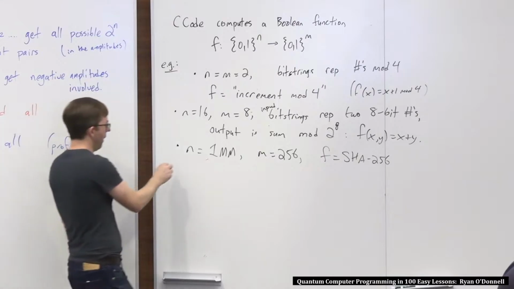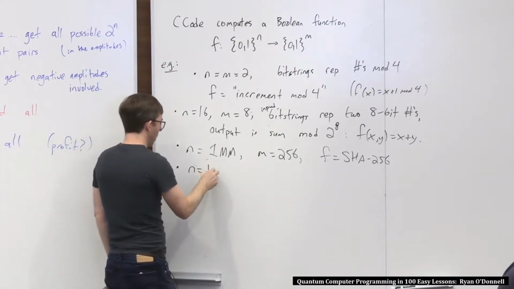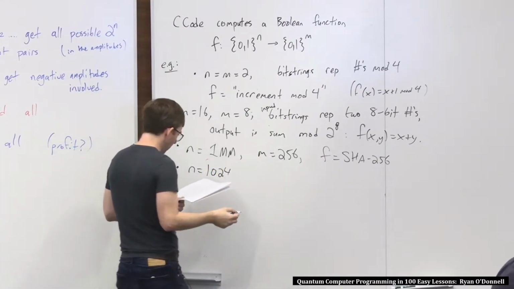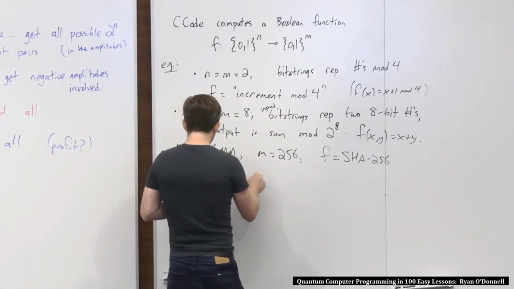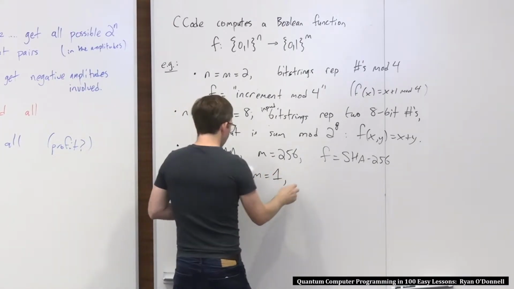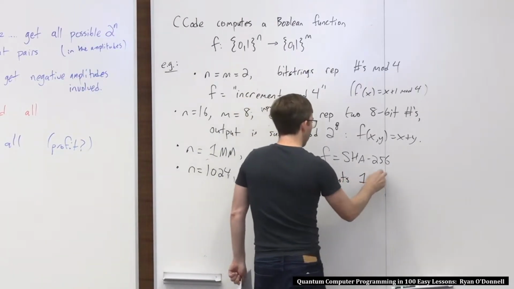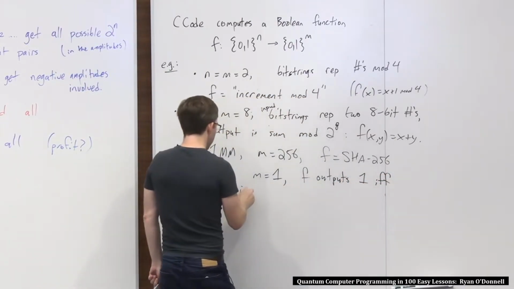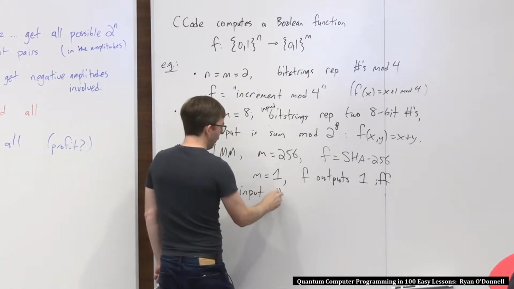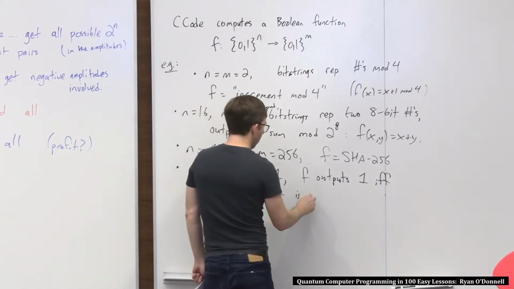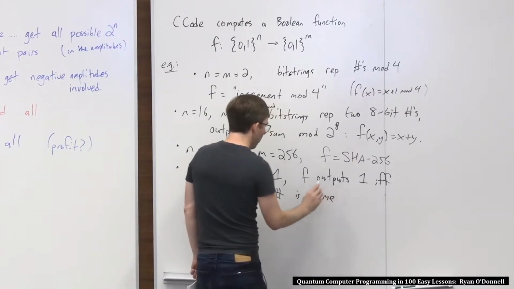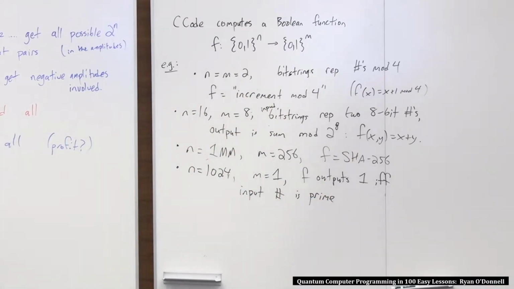Okay, let's do another one. Maybe N is 1024, just because that's a popular length for big numbers. M is 1, and F outputs 1 if and only if the input number, thinking of this as a number in base 2, is a prime number. This is also a popular task in computing. I give you some big number with many digits. Tell me if it's a prime or not.